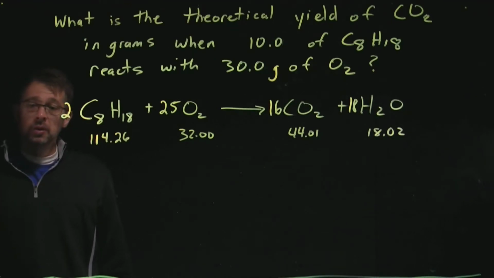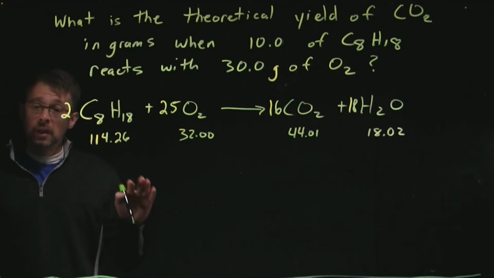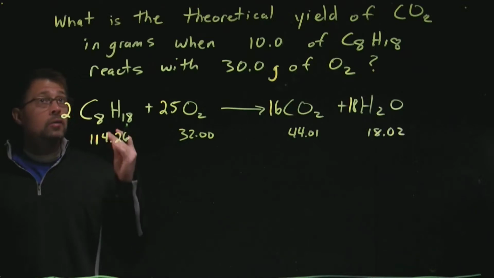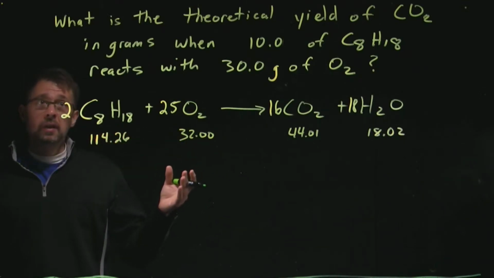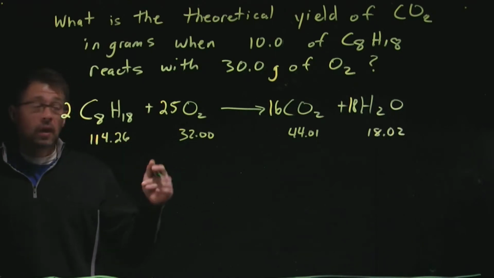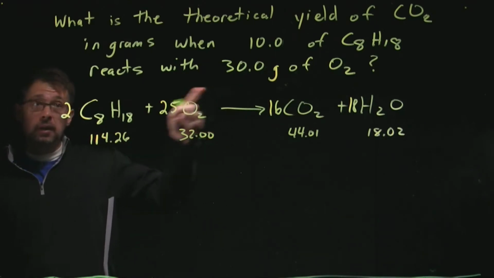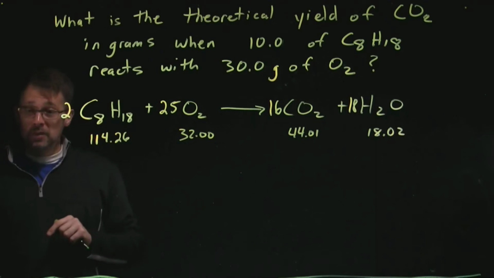All right, I'm going to show you how to do a standard limiting reactant problem. So in this problem, it says, what is the theoretical yield of carbon dioxide in grams when 10 grams of octane reacts with 30 grams of oxygen?